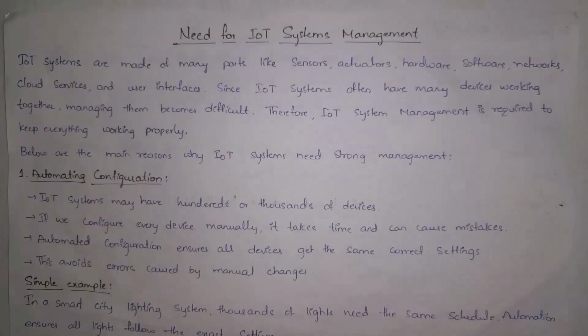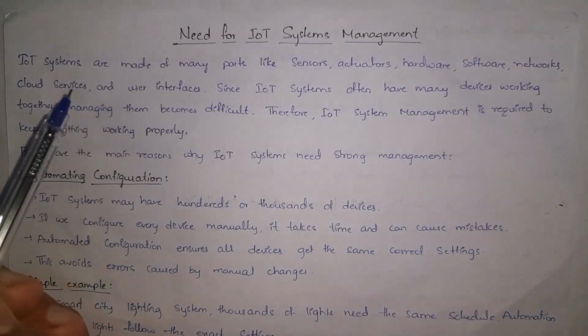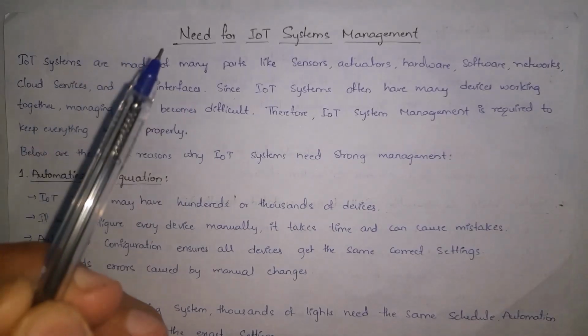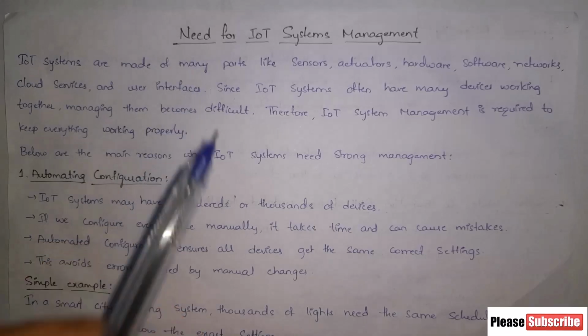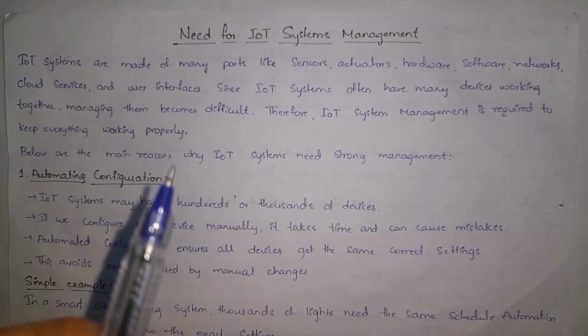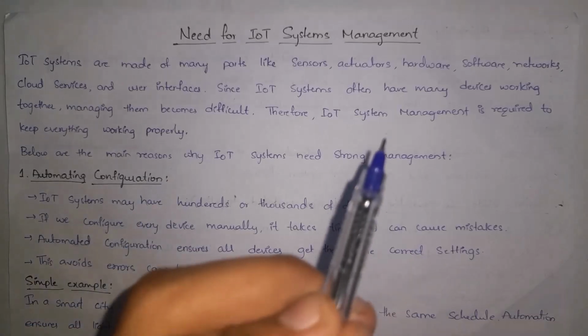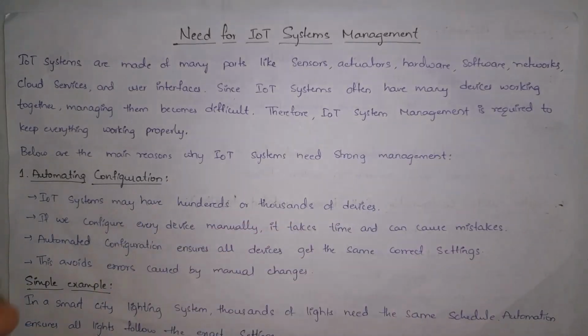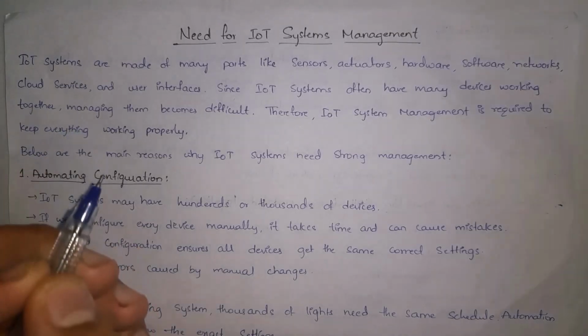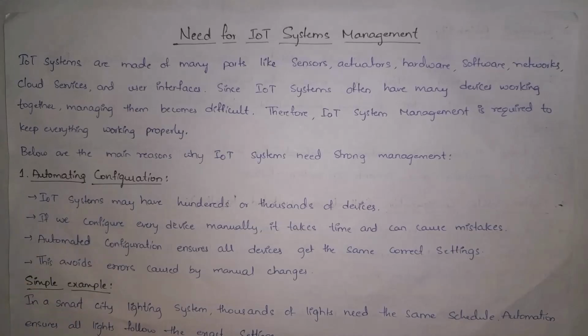Let's get started. Guys, an IoT system has many things that work together like sensors, devices, software, internet, cloud apps, etc. And in IoT, there are so many devices. Managing all those devices is very tough. That is why we use IoT system management to keep everything working properly. By using IoT systems management, instead of doing work manually, we can automate our work.